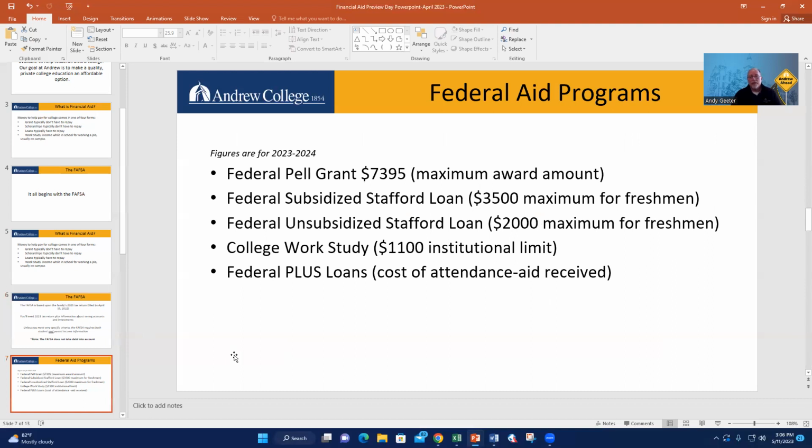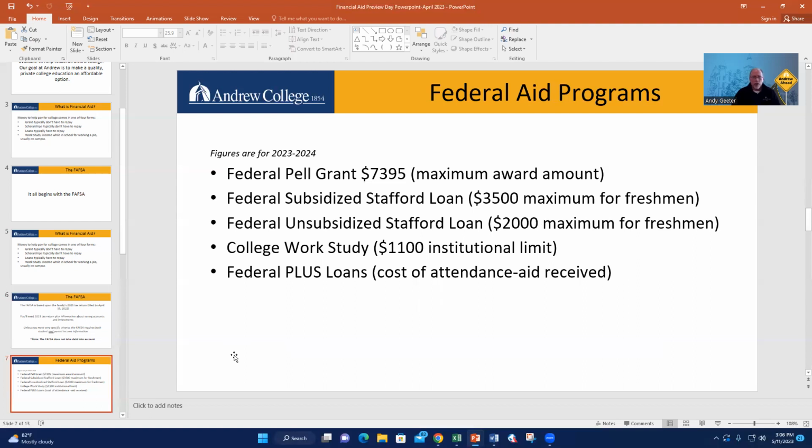Now, looking first at federal aid programs. For the country as a whole, the biggest source of money for college is the federal government. For our students, the biggest source of funds is actually the institution. We'll look at institutional aid here in a few moments.